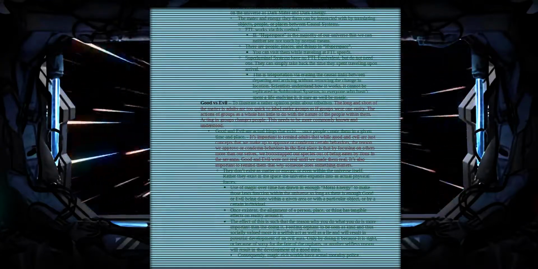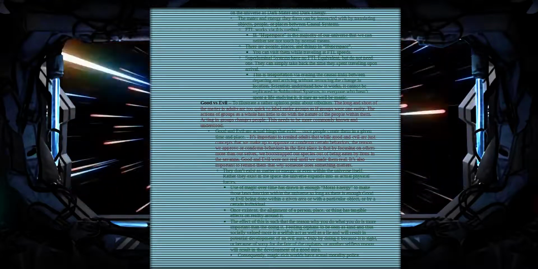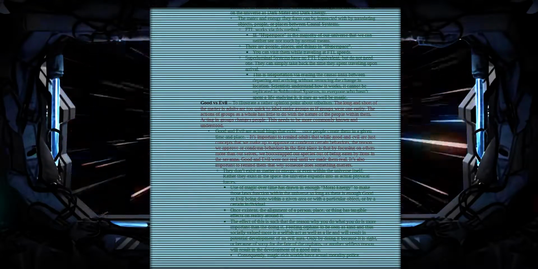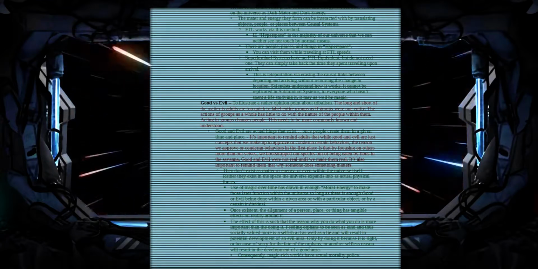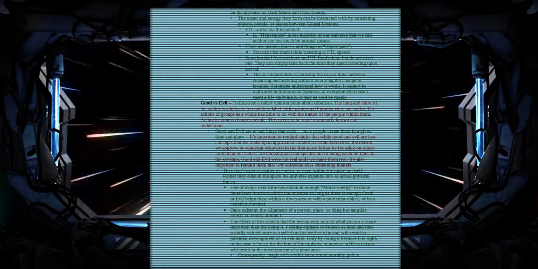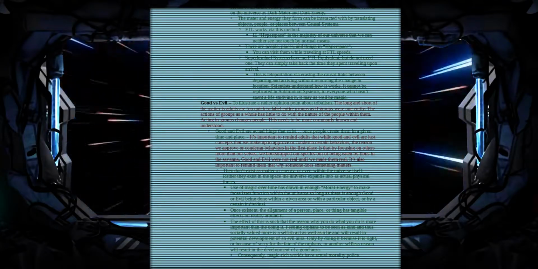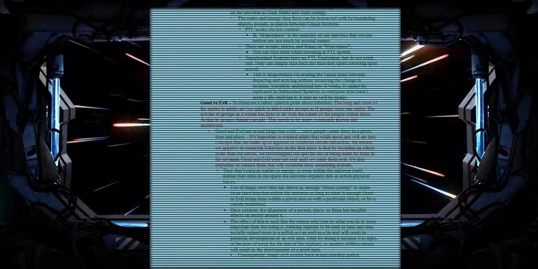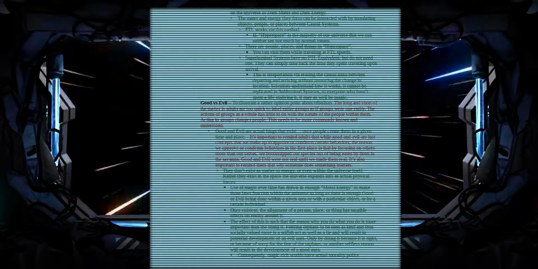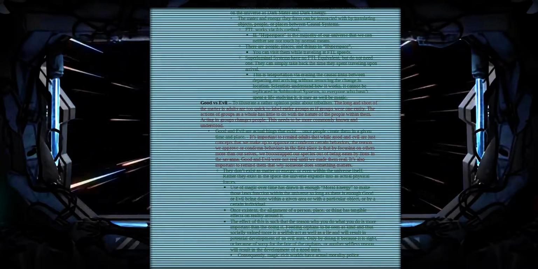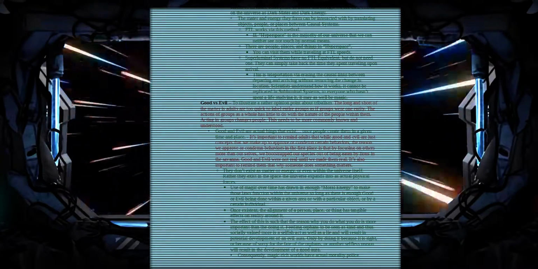Now, these superluminal systems, they don't have any FTL equivalent, but they actually don't need one. They can simply just take back the time they spent traveling on arrival, which means that they have the ability to teleport by erasing the causal links between departing and arriving without moving the change in location. Now, in-universe, scientists will understand how that works. It cannot be replicated in subluminal systems at all.